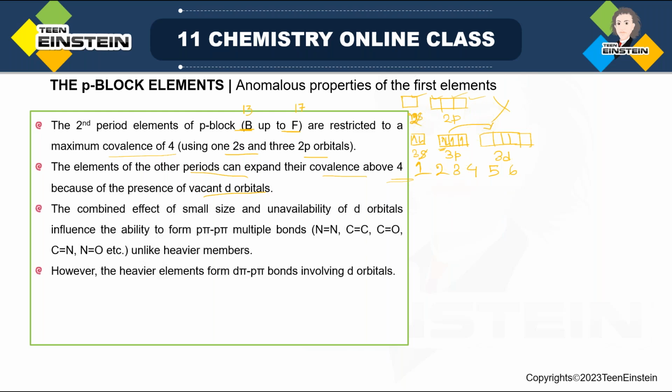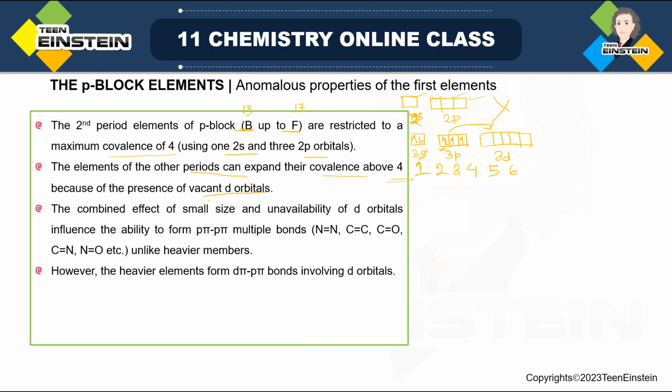Now, the first period elements are also very small in size, right? Because we know down the group, because of the extra addition of valence shell, the size increases. So they are smallest in a particular group. The first element is the smallest. Boron is smallest in group 13. Fluorine is smallest in group 17.